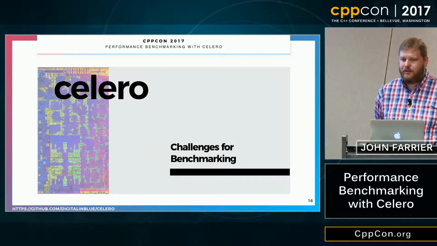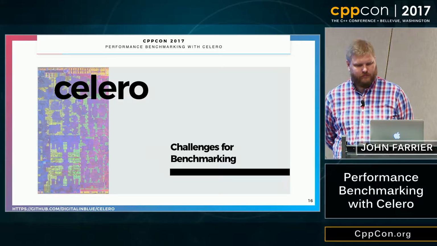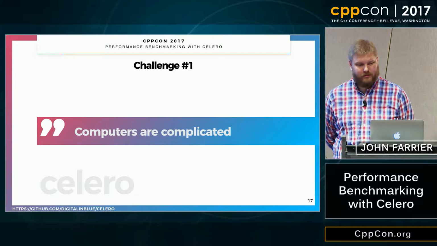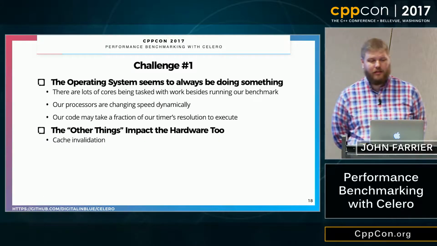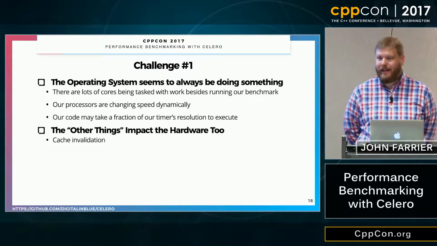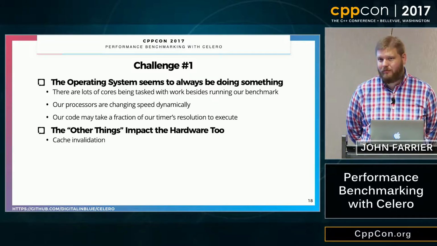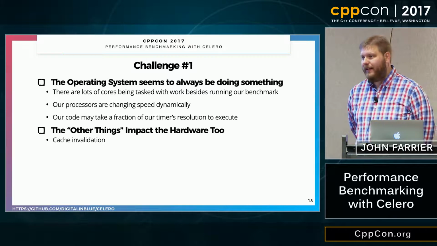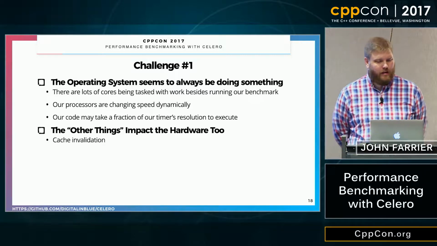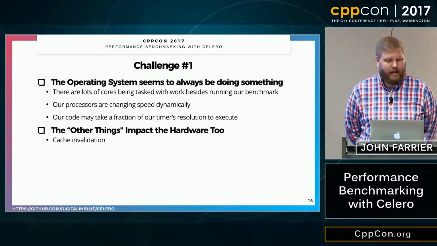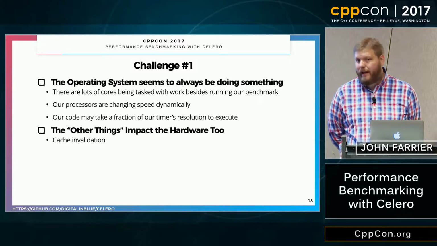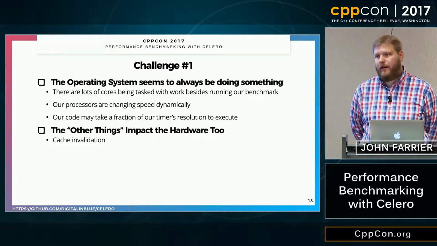Let's talk about challenges for benchmarking. The first problem, computers are really complicated. So when we're trying to make measurements, the operating system is always doing something else other than running our code and working on our measurement. Lots of cores are being tasked to do lots of other things. The processor may be changing speeds dynamically. And other things are going to be impacting our hardware too, such as cache invalidation and things that we may not have control over while we're running the benchmark code.